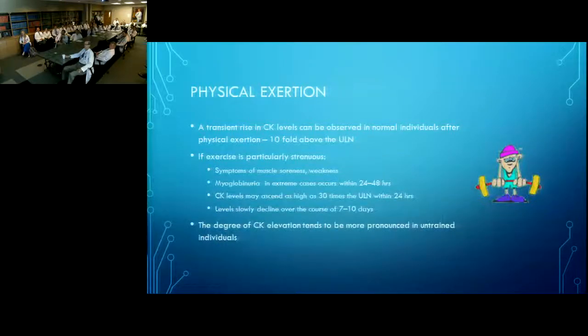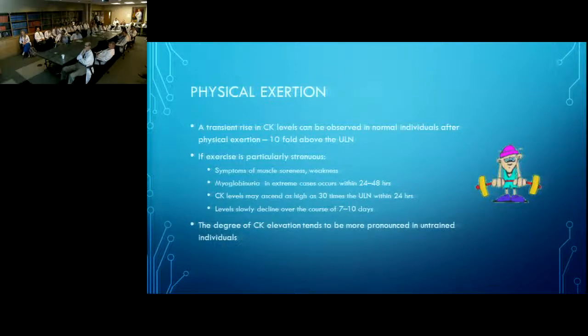So a transient rise in CK levels can also be observed in normal individuals, especially after an unaccustomed exercise or heavy manual labor. So we know that if the exercise is particularly strenuous or exceeds customary levels, patients can develop symptoms of muscle soreness, weakness, and even myoglobinuria in very severe cases. And when it occurs within 24 hours after the exercise, CK levels may rise as high as 30 times the upper limit of normal, and then they slowly decline over a course of 7 to 10 days.